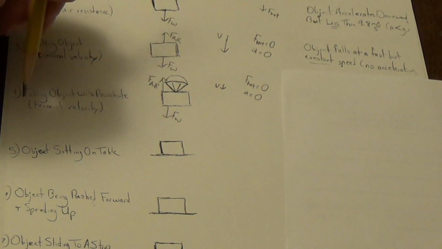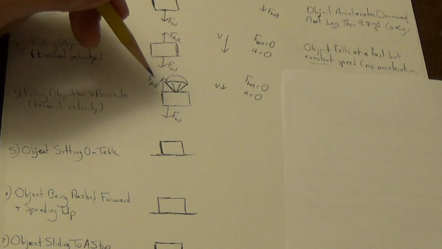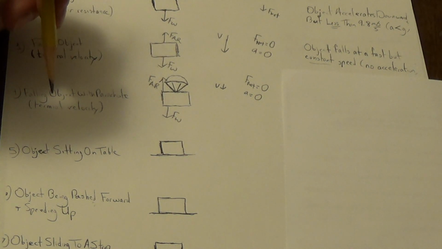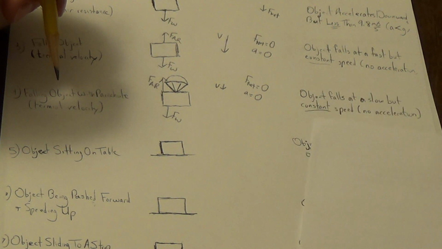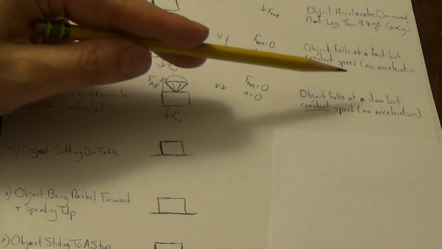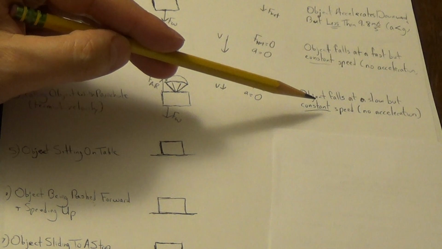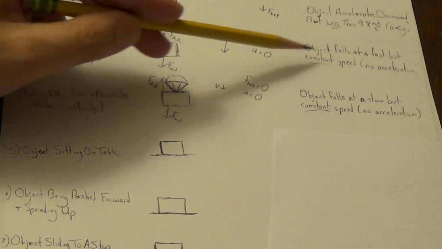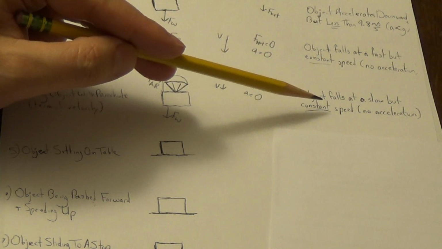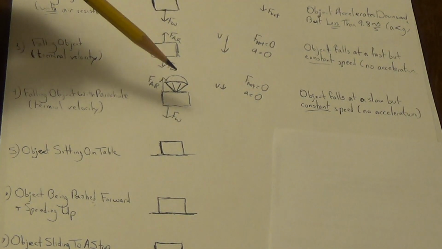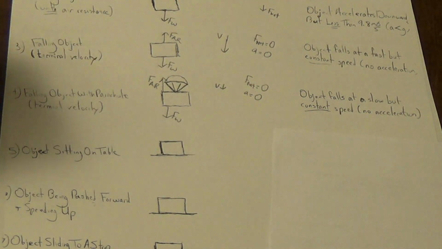Either way, we say it's your terminal velocity. It's just the parachute makes it a slower velocity. That's the maximum speed that you reach. And that's what we have written down here. The object falls at a slow but constant speed. Here it was a fast constant speed. Here it's a slow constant speed. But in both cases, once you hit terminal velocity, there's no more acceleration. You keep going at the same speed.